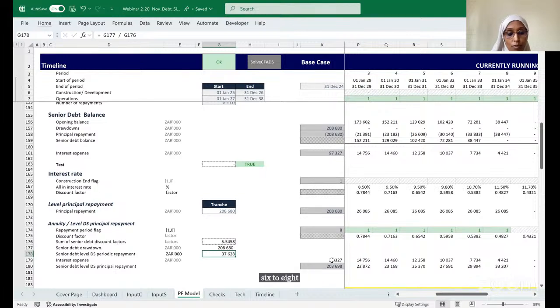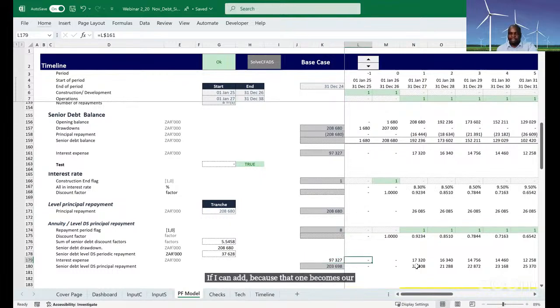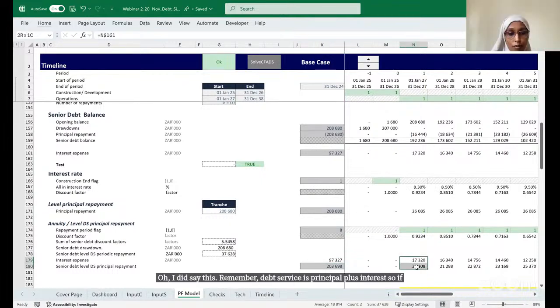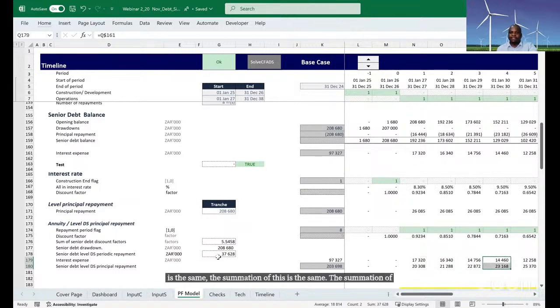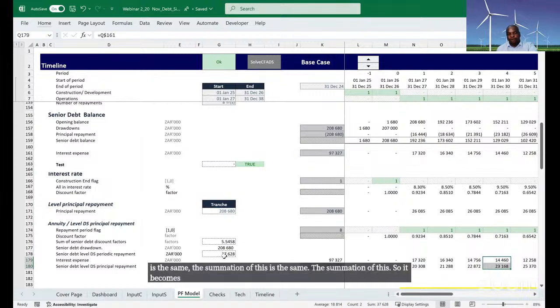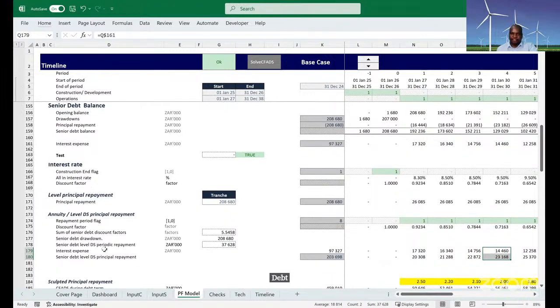37,628. If I can add, because that one becomes our debt service. Remember, debt service is principal plus interest. So if you can check the sum of this, it's 37,628. You go to the next period, it is the same. The summation of this is the same. So it becomes what we call an annuity or a level debt service repayment structure.